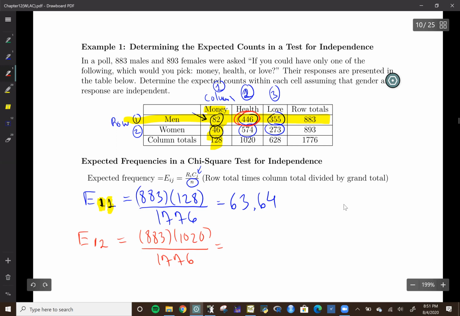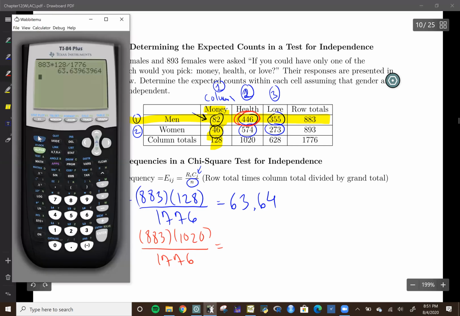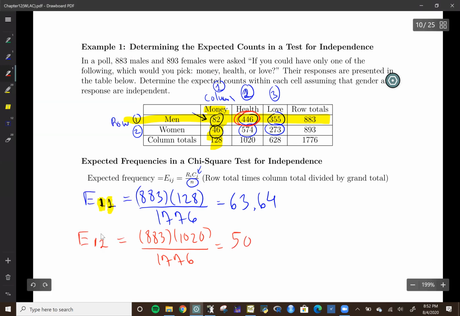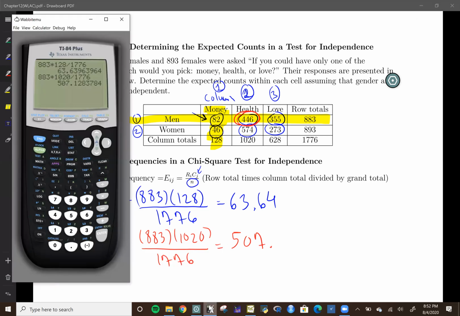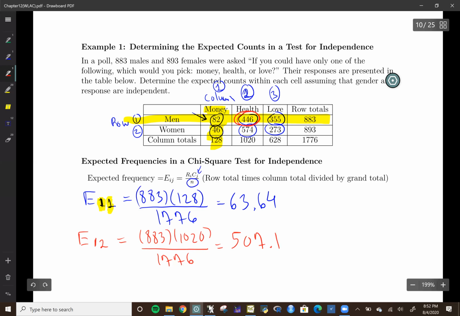So let me go ahead and do the calculator on this. We'll do 883 multiplied by 1020. And you just divide that by 1776. And if you press enter, that's our expected value. So we get 507.13. Right. Everybody good for that second example?